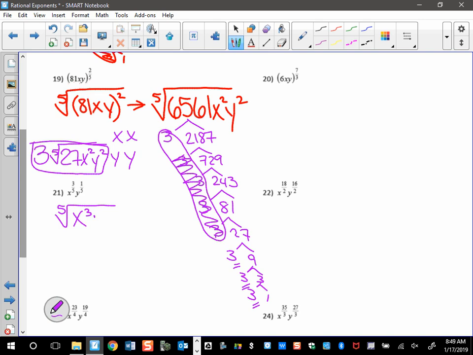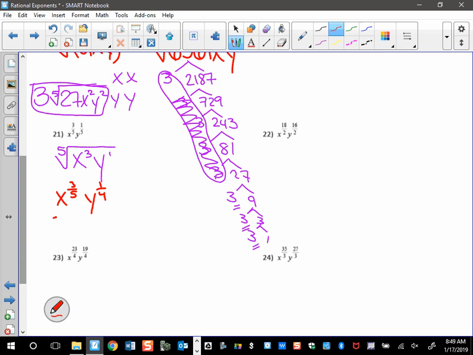X to the third, y to the first. You don't have to have the 1. One question. If they weren't the same, would it be not possible? No, because if you had, like, let's say x to the 3/5 and y to the 1/4, technically you could say that's fifth root x cubed times fourth root y. You would just have to keep them separate. So if your roots are different, keep them separate for the times dot.